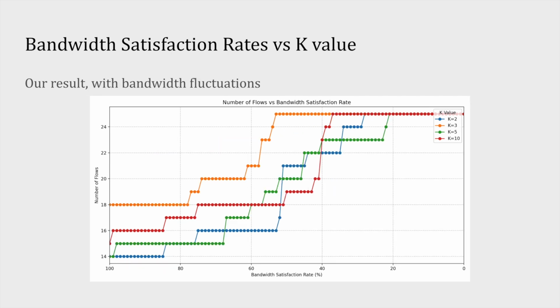And here is our result with bandwidth fluctuations, and we can see very similar trend across the board. Additionally, our bandwidth satisfaction does decrease slightly because we do have to compensate for these fluctuations with RENET. However, it doesn't decrease by that much, which is indicative of the fact that RENET is pretty good at handling these.